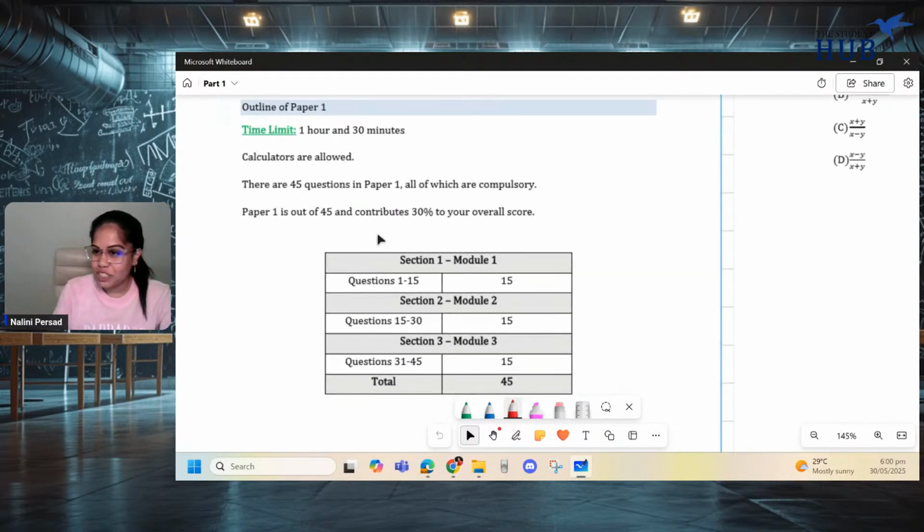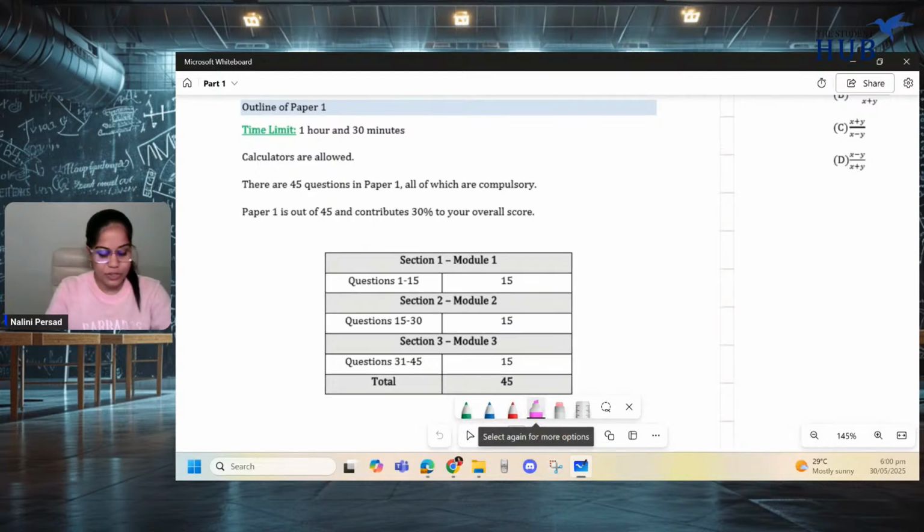As always, I just want to make sure everybody is aware of how paper 1 is constructed. So you have an hour and a half to do 45 questions. 15 from module 1, 15 from module 2, and 15 from module 3, right? So 45 questions, which constitutes 50% of your overall grade. And you are allowed to use your calculator, and you must do all the questions, right? So that is your paper 1.